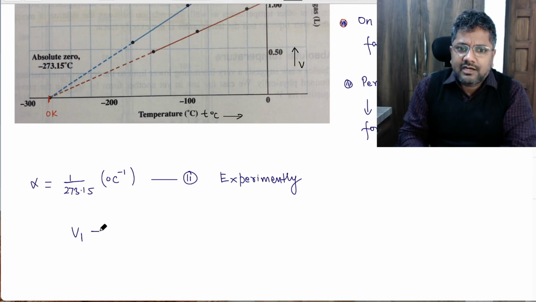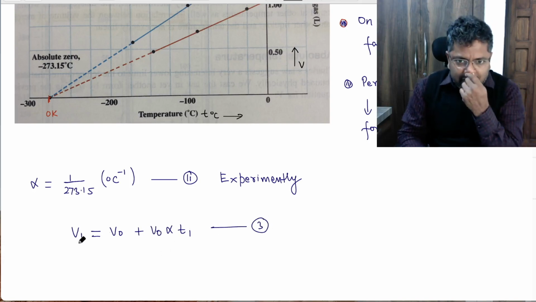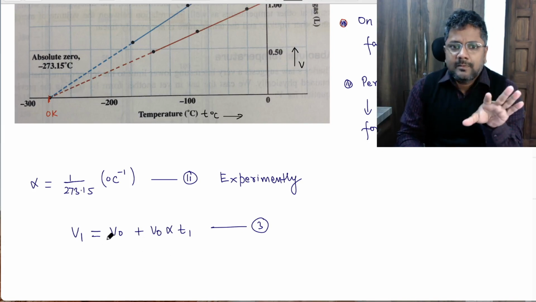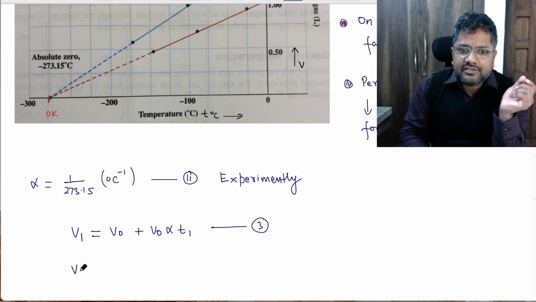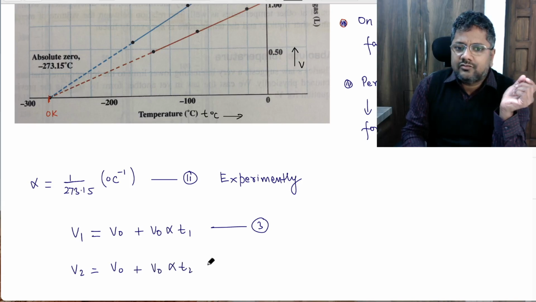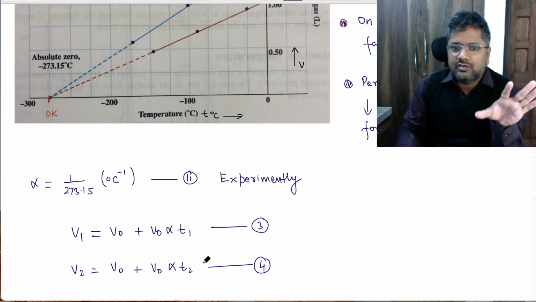So if you see the first equation, at temperature T1, let the volume of a gas sample be V1. So V1 is equal to V naught plus V naught alpha T1. This is equation 3, where V1 is the volume of gas at temperature T1. Let the same sample be taken at temperature T2 and the volume is V2. So V2 is equal to V naught plus V naught alpha T2. Right? Equation 4. Everybody is clear here? I think there is no doubt.